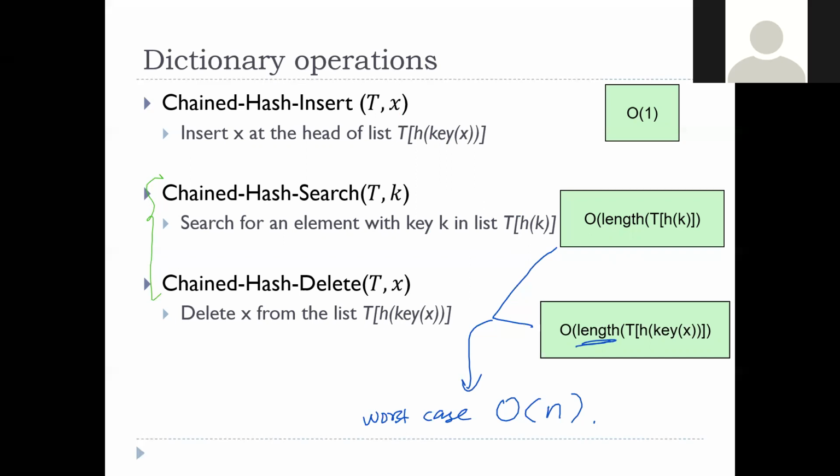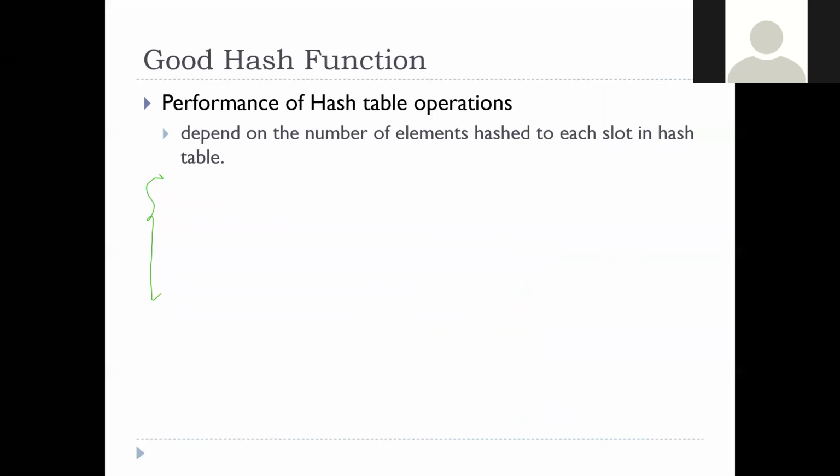All right. So this is the hash table and how we perform the different dictionary operations: search, namely the membership query, and insert and delete. As we see from the previous slide, the performance of these hash table operations really depends on the number of elements that hashed to each slot in the hash table. If you have one slot which has a lot of elements hashed to it, then when you search or insert to that slot, it can take a lot of time. It's proportional to the number of elements hashed to a slot.